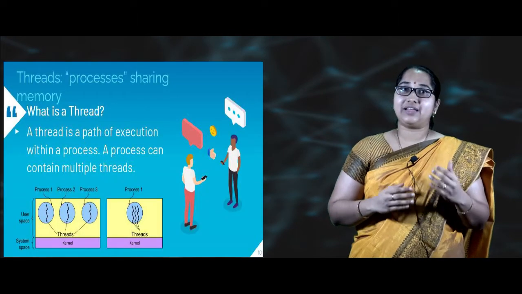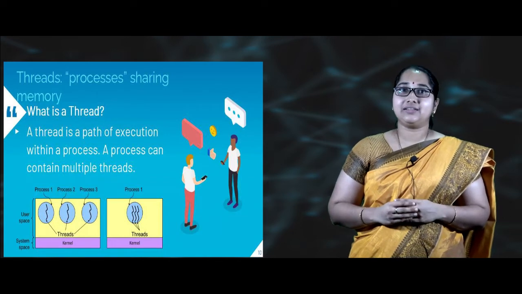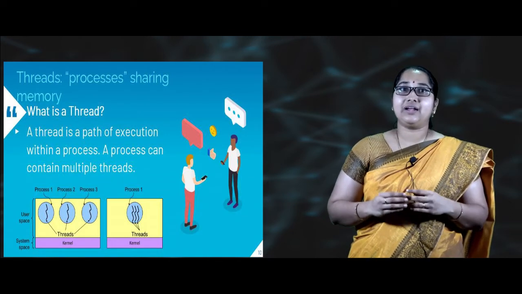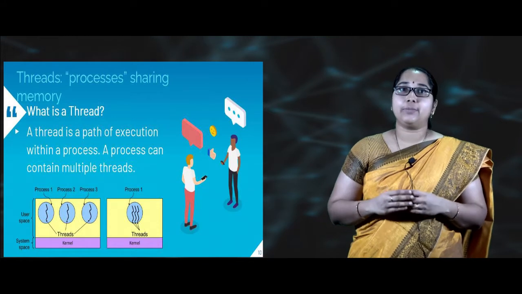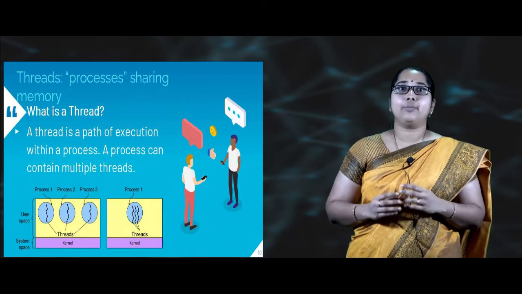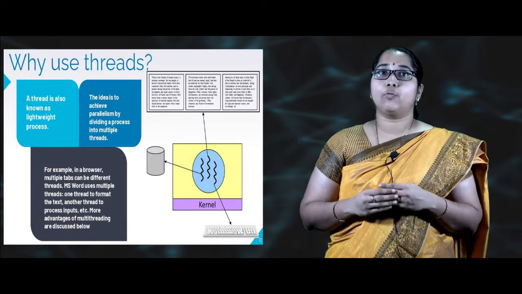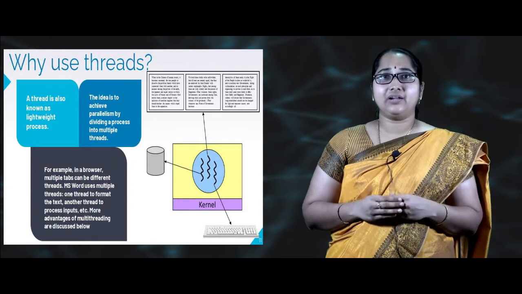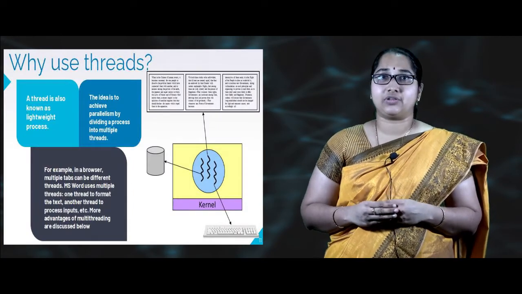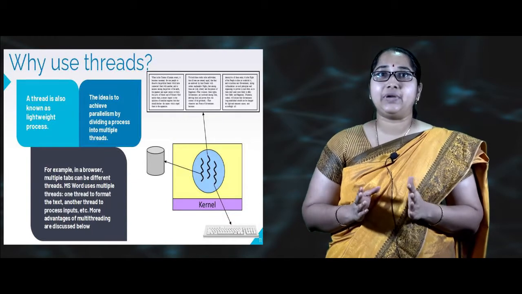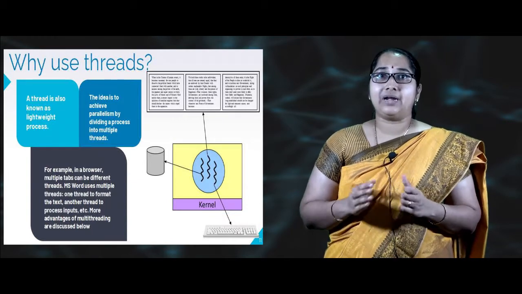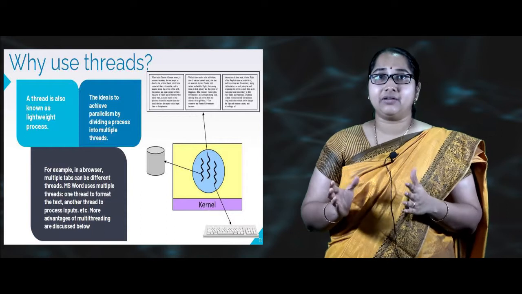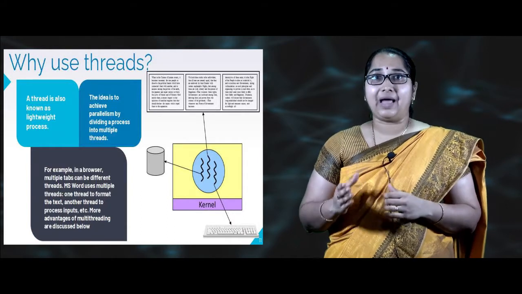Now that we have seen various concepts about process, let us see what a thread is. A thread is a path of execution within a process. A process may have multiple threads. Now let us see why we need a thread. A thread can also be called as a lightweight process. The idea behind implementing a thread is that multiple tasks can be divided from a single process and parallelism can be created.